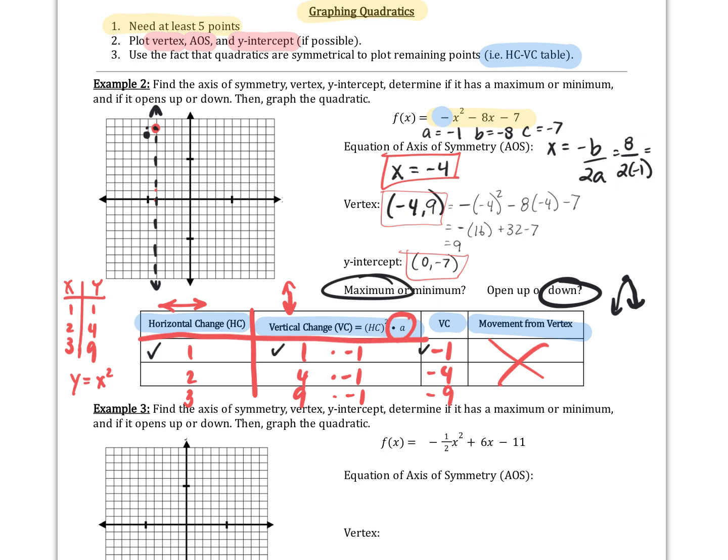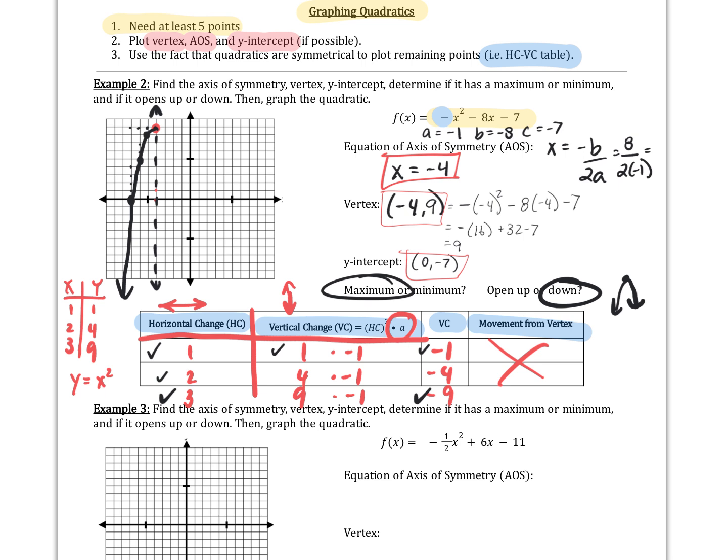Here's my first point. Okay. Starting at my vertex, I'm going to go left 2 and down 4. 1, 2, 3, 4. Then I'm going to go left 3, down 9. Start at my vertex, 1, 2, 3, down 4, 5, 6, 7, 8. Here's my third point. So I now have half of my parabola. All right. What you're going to do is repeat on the other side.